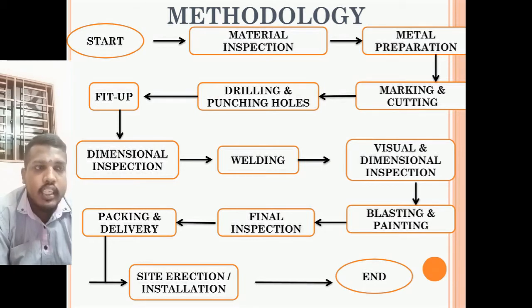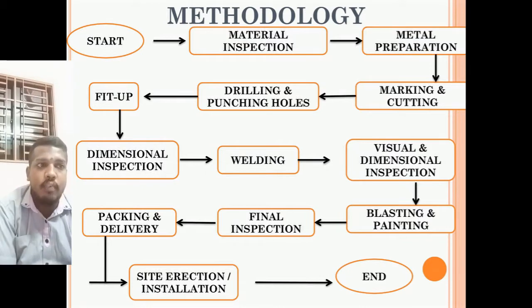Metal preparation is the most important thing to make sure there is no defect in the metal when we are doing metal fabrication. After that only go to marking and cutting. When we do drilling and punching holes, it's important to make sure the machine is operating well, to make sure there is no defect. And I would like to explain about the visual dimension inspection.